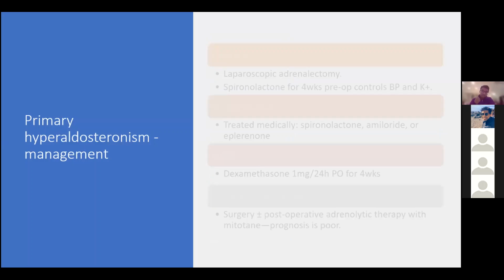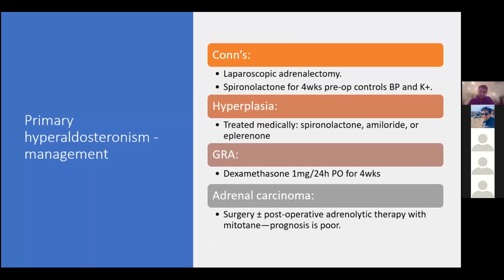So how do you manage these patients? As I said, for Conn's, adrenalectomy is the gold standard, but to control their blood pressure, you usually give them spironolactone for about 4 weeks before they have the operation. If it's bilateral adrenal hyperplasia, then usually you'd want to treat them medically, with things like spironolactone or eplerenone, which are mineralocorticoid antagonists, or amiloride, which also acts to inhibit the action of mineralocorticoids, but through acting on sodium channels rather than on the mineralocorticoid receptors.